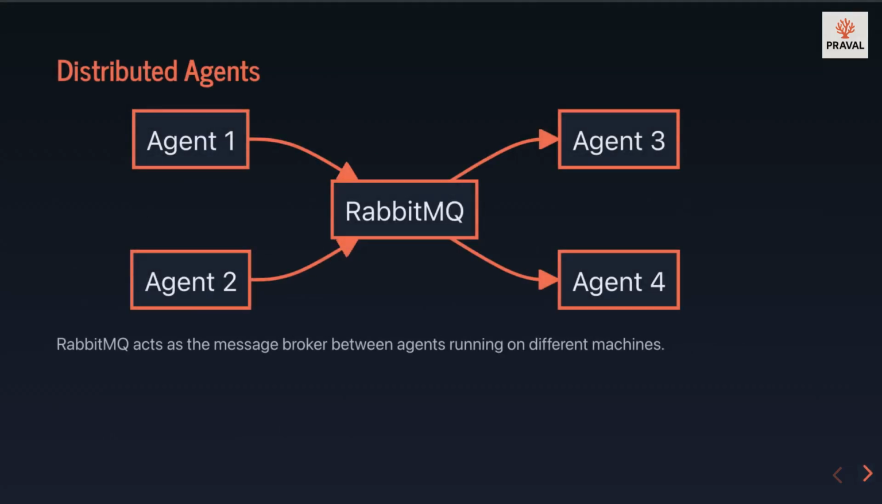By default, agents run in the same process, communicating through an in-memory reef. But what if you need agents on different machines? Or you want to scale specific agents independently? That's where distributed agents come in. Instead of in-memory messaging, agents communicate through RabbitMQ, a robust message broker.